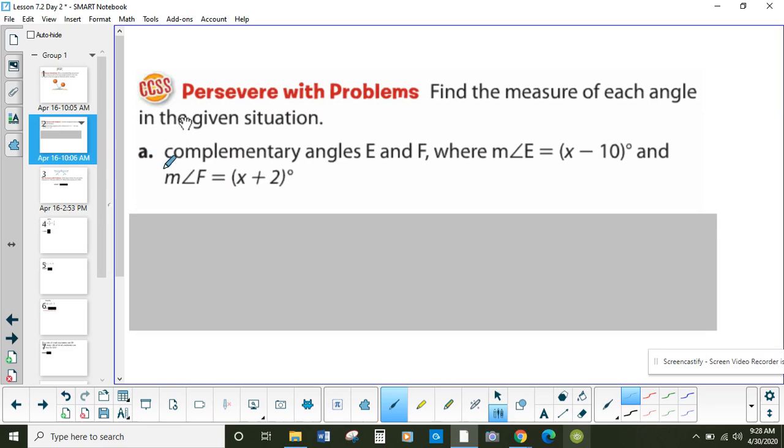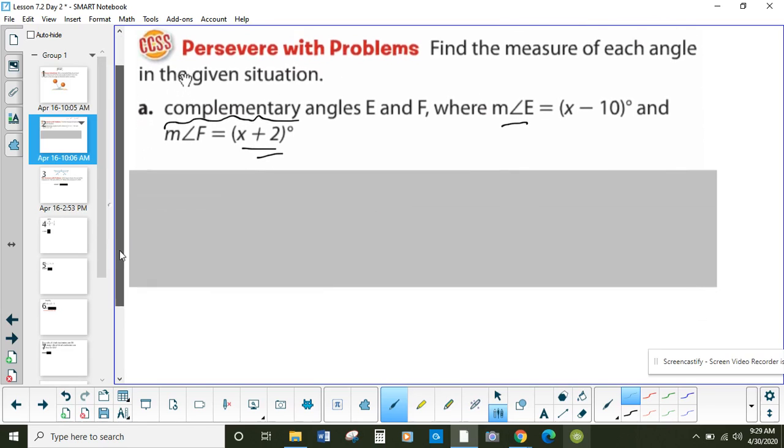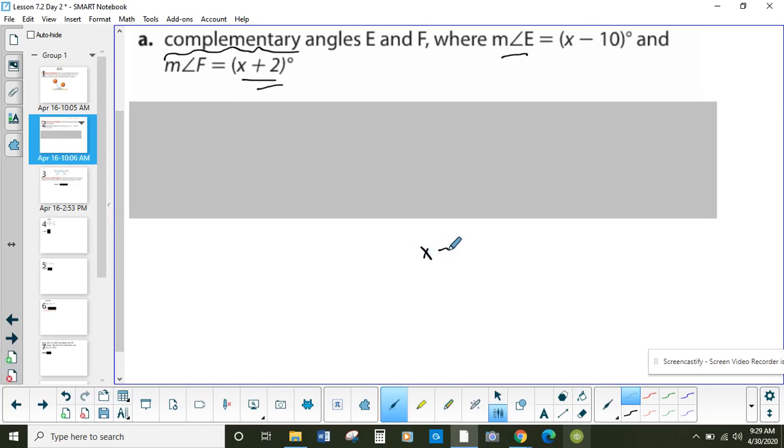Now, if they're complementary, that means two angles that add up together to get 90 degrees. So one angle is x minus 10 degrees. That's one angle, right? And the other angle is x plus 2 degrees. X plus 2 degrees, right? And those two together, when they are complementary, that means if I took those two and I added them, then I would get, sorry, I'm trying to write straight with this tablet, I would get 90 degrees.